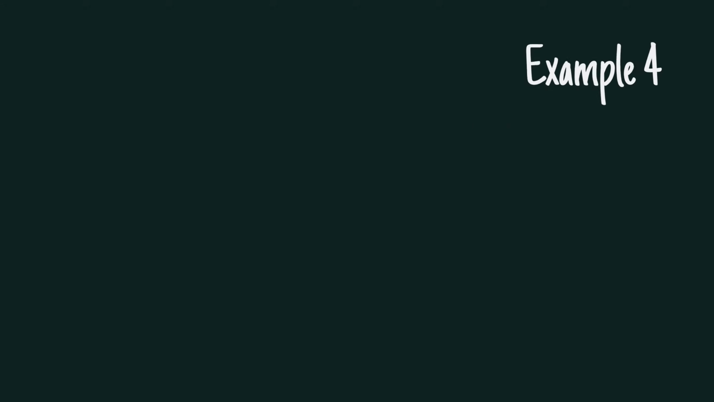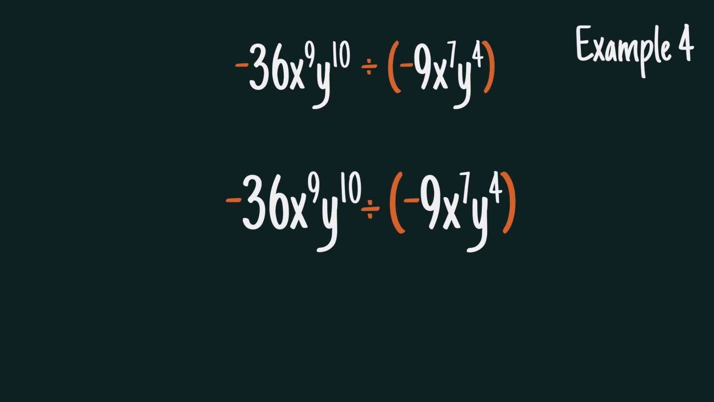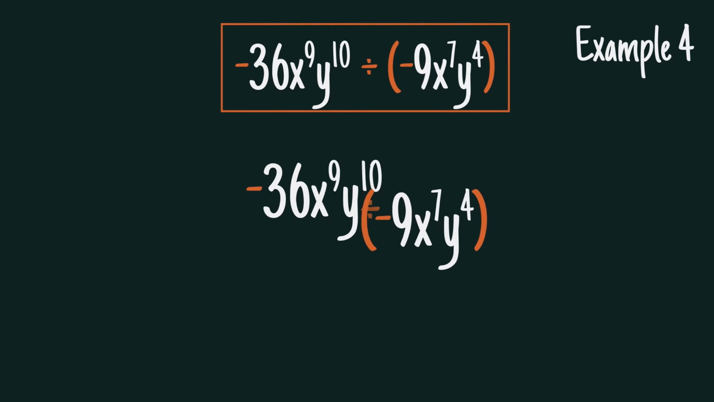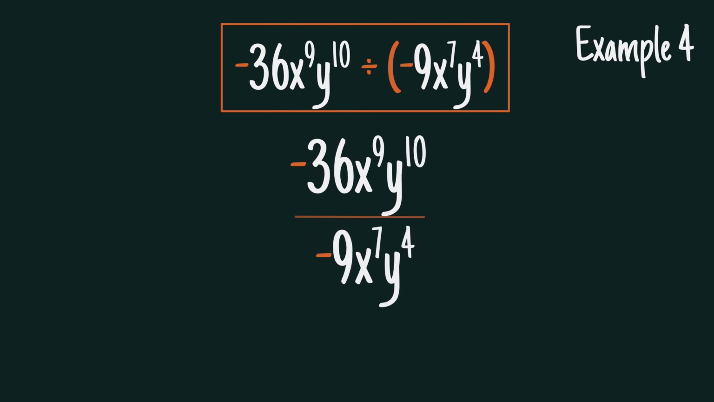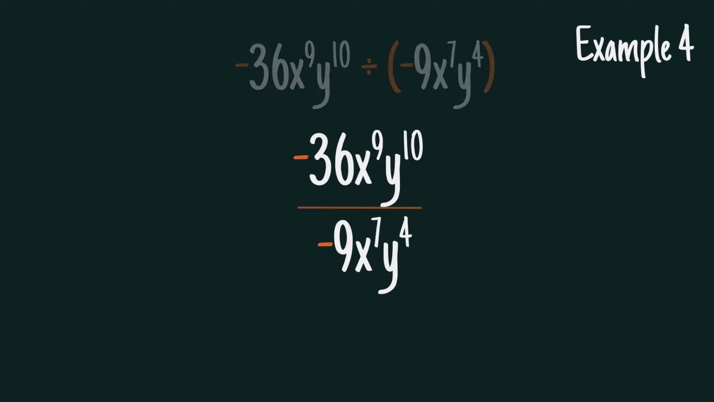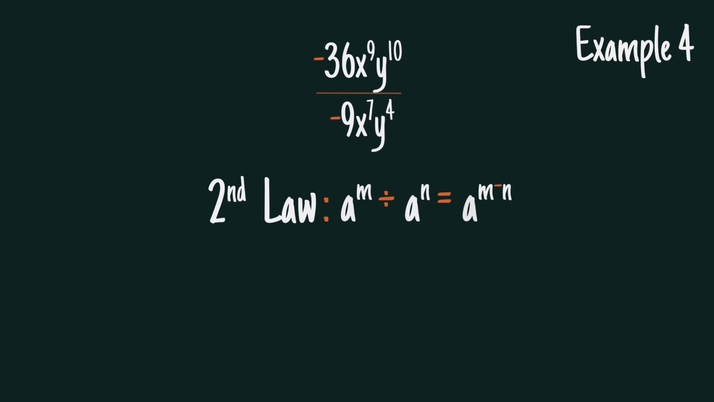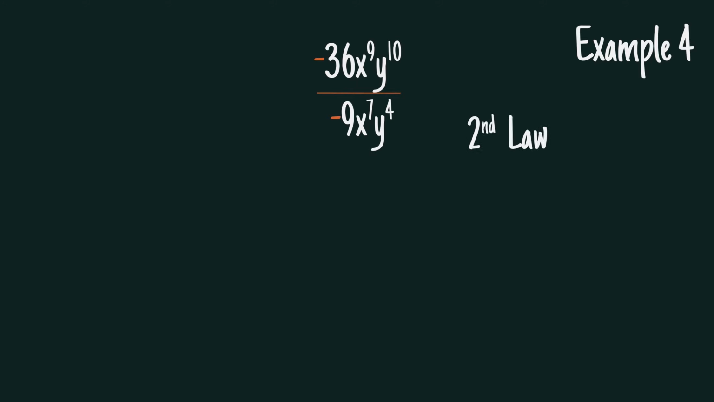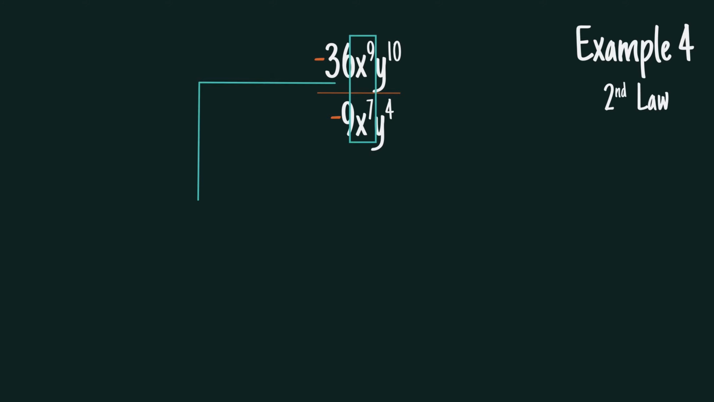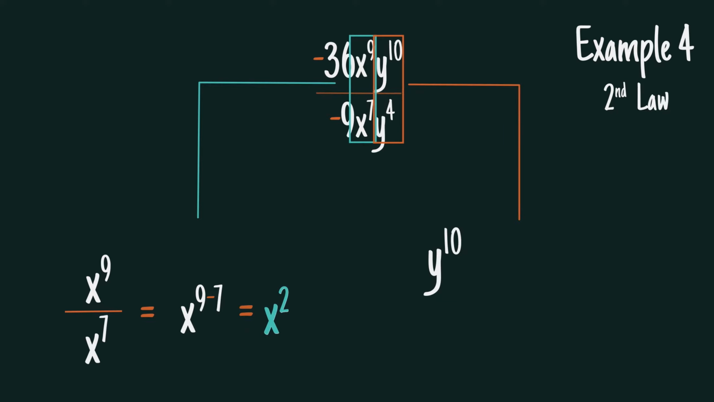What about a question like example 4? In a question like this, it is important to make use of your mathematics fundamentals to simplify the approach. Firstly, the expression can be written as this. Next, we simplify the expression by cancelling the common factors out. To do so properly, we need to first make use of the second law to evaluate x and y terms. Here, x to the power of 9 over x to the power of 7 is equals to x to the power of 9 minus 7, which is equals to x to the power of 2. Similarly, y to the power of 10 over y to the power of 4 is equals to y to the power of 10 minus 4, which is equals to y to the power of 6.